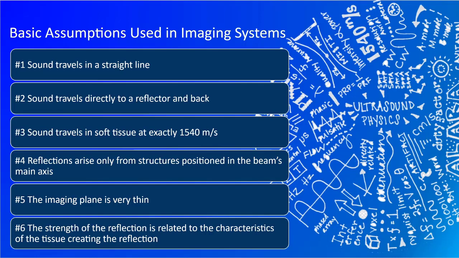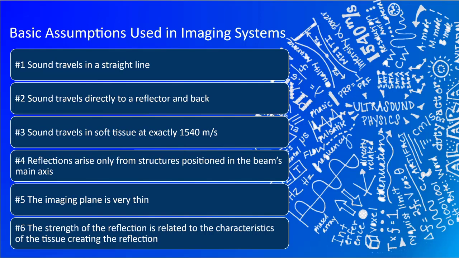Number 4 is that reflections arise only from structures positioned in the beam's main axis. Now, if you recall back to an earlier chapter, we talked about grating lobes or side lobes, and we have that main beam axis, and then we have some sound energy that comes off to the side of it. Now the machine is really only listening for what it expects to be in that main beam. But we know if those side lobes or those grating lobes are strong enough, we can actually get echoes that return back to the transducer from those areas. And the machine doesn't know that those may or may not be there. It's assuming all the reflections are coming back from the beam's main axis.